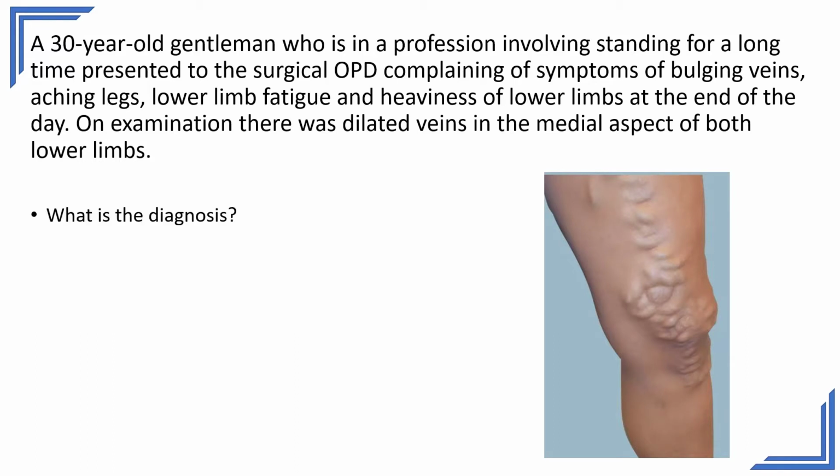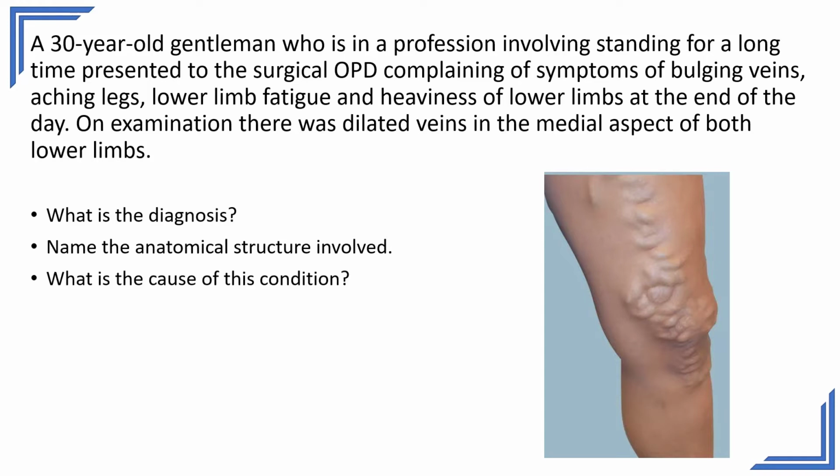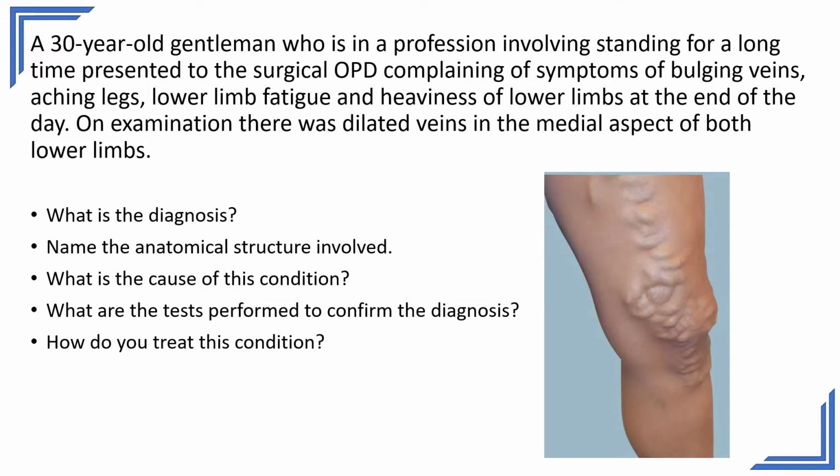What is the diagnosis? Name the anatomical structure involved in this patient. What could be the cause of this condition? What are the tests that can be performed in order to confirm the diagnosis? How do you treat this condition? So this is one of the most common clinical presentations of a disease involving the saphenous venous system.